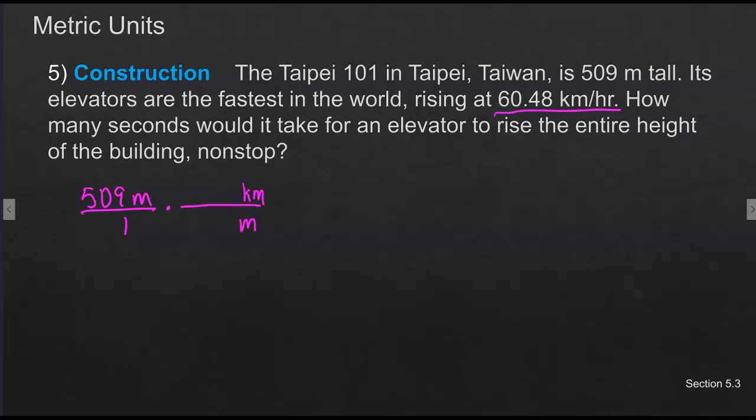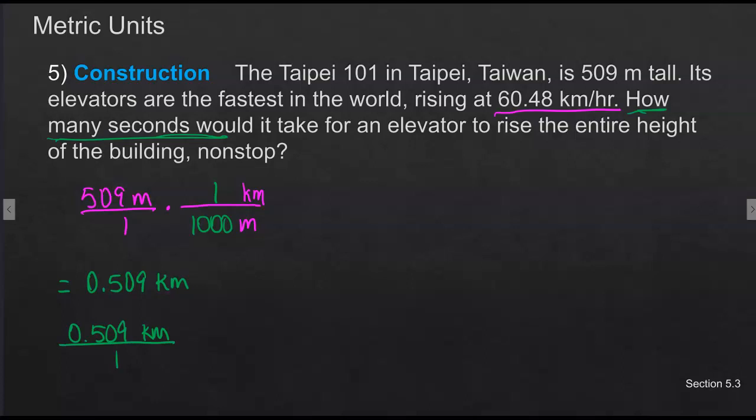Now we've already used this a couple of times, right? There's 1,000 meters in 1 kilometer, so we simply have to divide, and we get that it is 0.509 kilometers. All right. Now we're going to go from kilometers to how many seconds it would take for the elevator to rise. So we're basically going to end up with a unit of seconds on this. So we'll set this up over 1.